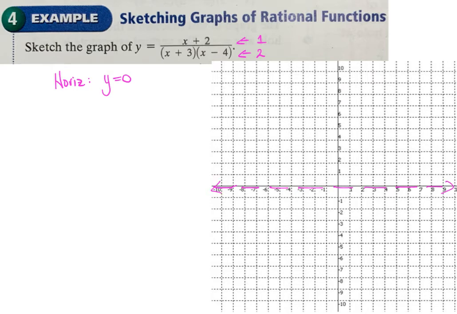All right, and then I'm going to look at vertical. Vertical is where the denominator is 0 but does not cancel. And in this case, it's both of them, right? I have 2 vertical asymptotes. Where are they? -3 and +4. Yep, at x equals -3 and x equals 4. So that's going to all just be a dashed line at -3. These are not actually part of my graph. They're just indicating how my graph is going to look, all right? So I have this one at -3, and then at +4.